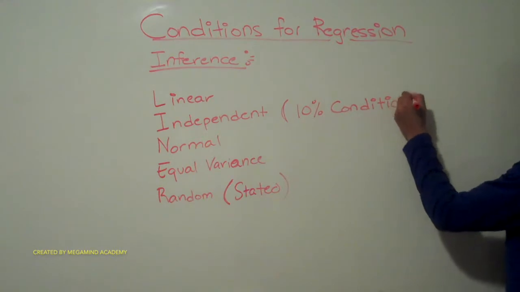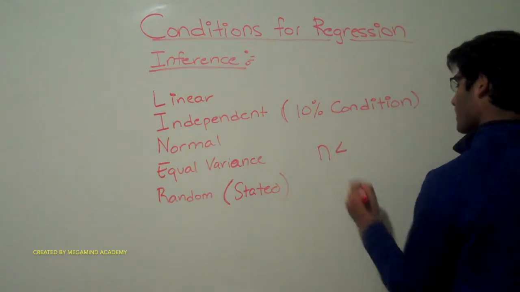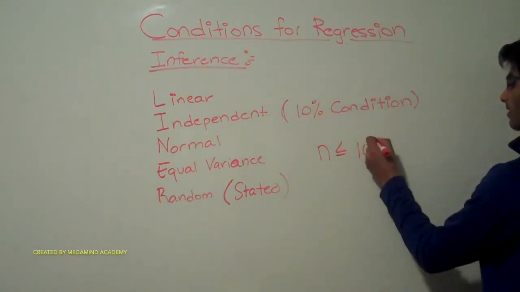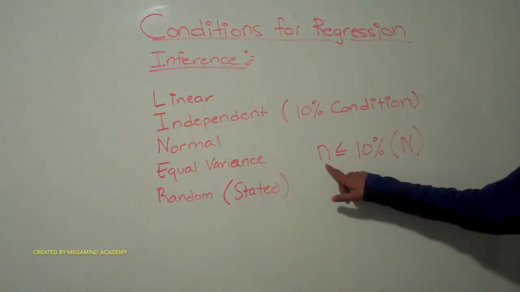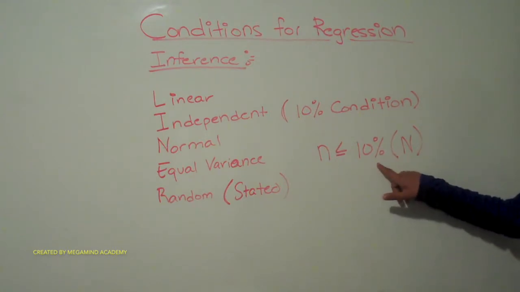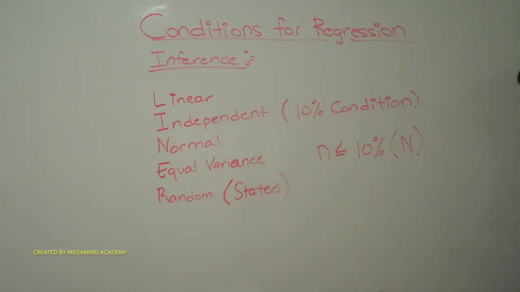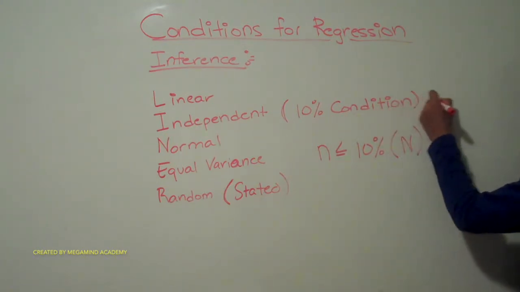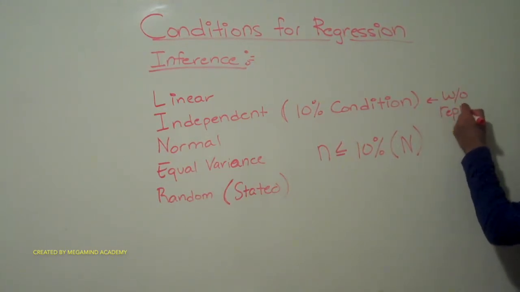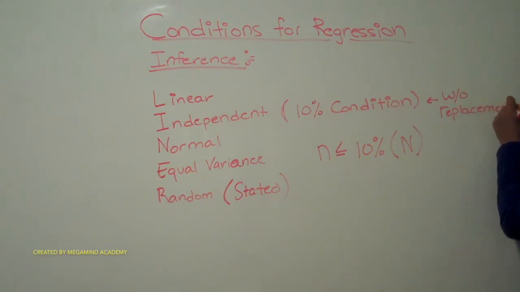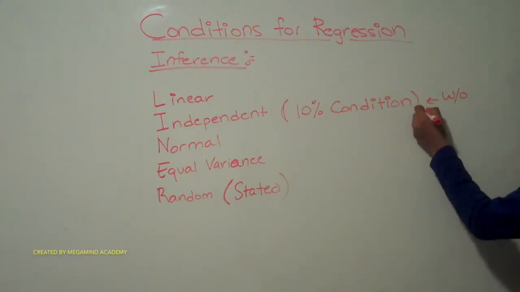So what is the 10% condition? Well, the 10% condition basically says that n must be less than or equal to 10% of big N. So what does that mean? Well, it means your sample size has to be less than or equal to 10% of the population size. So, that's simple. And this is only for without replacement. Let me write that so you guys can see it. Without replacement.